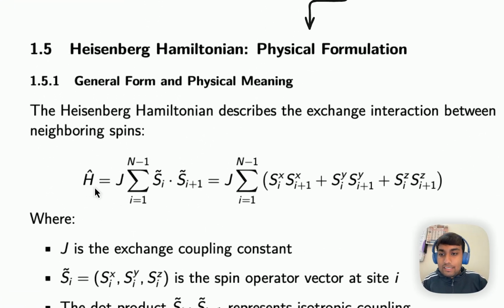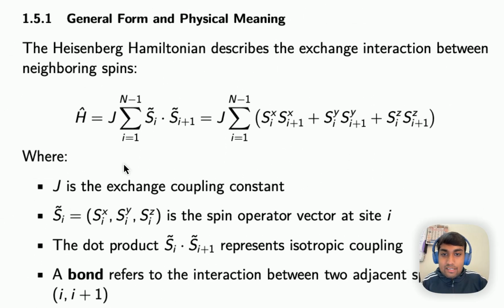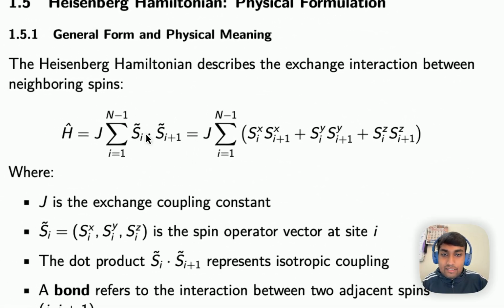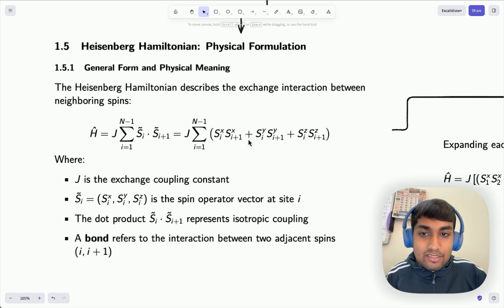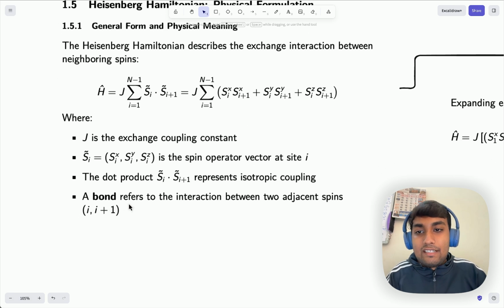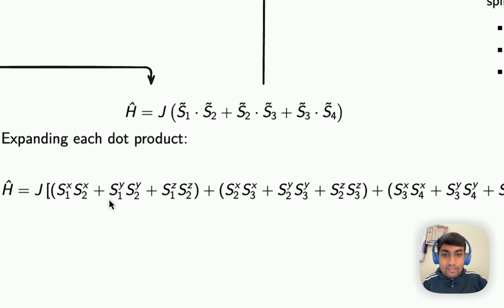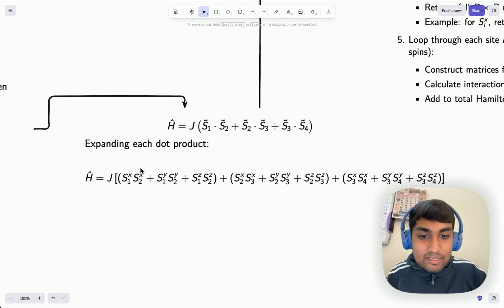The Hamiltonian H cap is J times the summation of S i dot S i plus 1, and you can see there's a dot product here. So we get this whole summation here. Here J is the exchange coupling constant. It will be positive for the antiferromagnetic case. And we are considering the bond position, so basically the interaction of two adjacent spins is being considered here. On simplifying, we get this whole expression here, and we will use this expression while calculating the Hamiltonian in Python code.